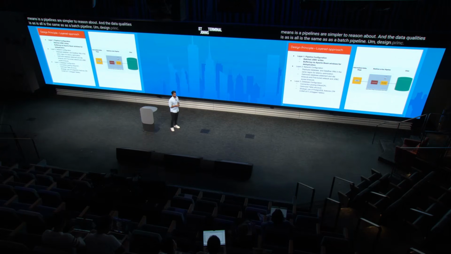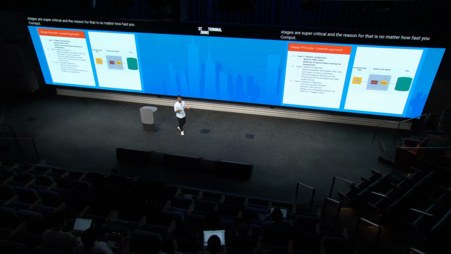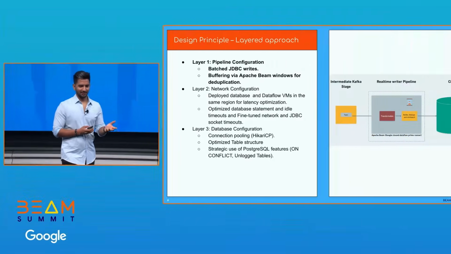Design principle number 3 is we take a layered approach for our write stages. Write stages are super critical, and the reason is no matter how fast you compute your data pipelines, the computational pipelines, if they don't persist into the data store that you're serving your customers with, there's no point to it. So we spend a lot of time optimizing that. As I mentioned, we take a layered approach.